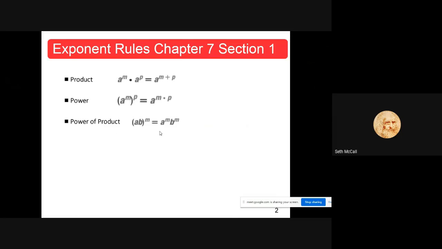The last one that we had from chapter 7, section 1 was called the power of product property, where if you had two things being multiplied together inside a set of parentheses and they are being taken to a power, you can basically distribute that power to both things inside the parentheses, and you'll end up with each of the bases having their own power. One thing to keep in mind, the only time that you can do this is when A and B are either separated with multiplication or with division. You cannot do this whenever A and B are being added or subtracted.